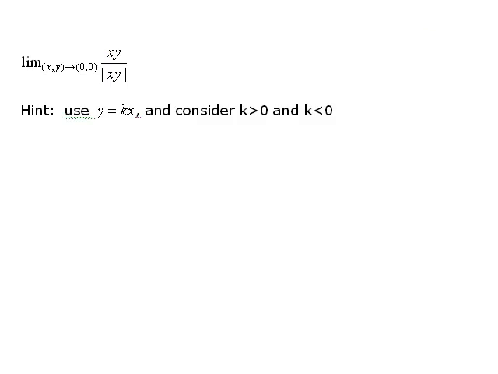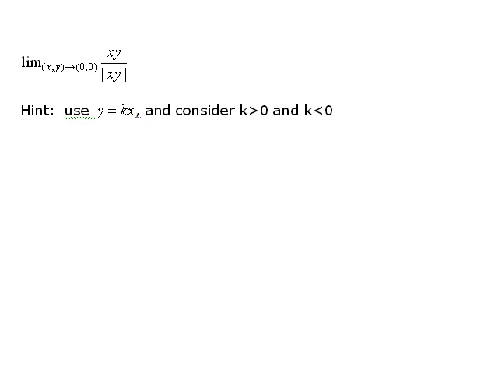Here's the other example. These are from homework, of course. xy over the absolute value of xy. And I gave you a hint: let y equal kx, and then consider two cases, k greater than 0 and k less than 0. Remember, to show that it doesn't have a limit, you only have to show that it's different along two lines of approach, not every single line.